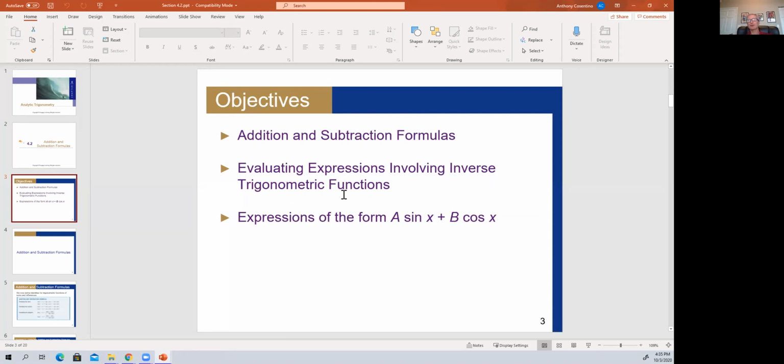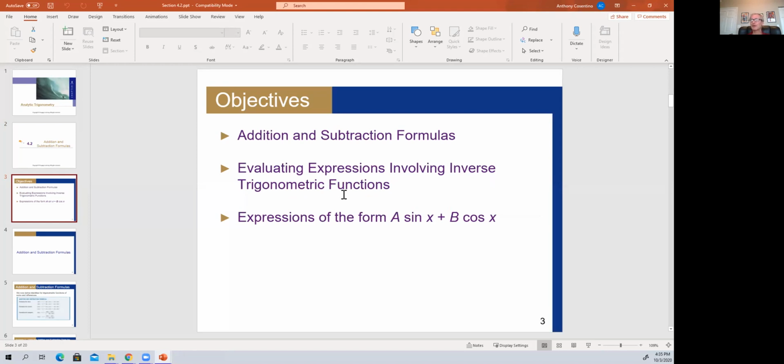The first thing I'm going to show you is a little archaic, but kind of a fun little trick using these formulas. But we will be using the addition and subtraction formulas for proven identities as well. So to be able to get a feel for them is good.